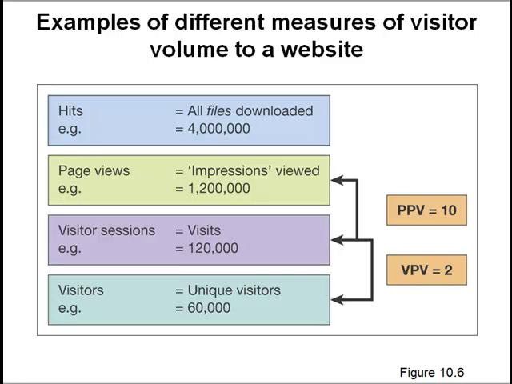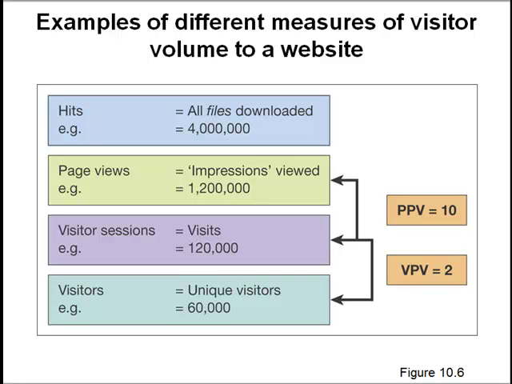And then the visitor sessions: you came to the site and then you left and then you came again, that would count as 2. And then if you're a unique visitor and you came to the site and you left and you came back, that would only count as 1 because you would be the same person and the cookie would remember you, and so unique visitors would come up as 1 rather than 2 in that instance.